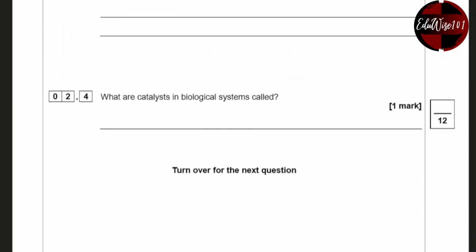2.4. What are catalysts in biological systems called? Now, in biological systems like the human body, catalysts are known as enzymes. That brings us to the end of question number 2, and I will see you in question number 3.